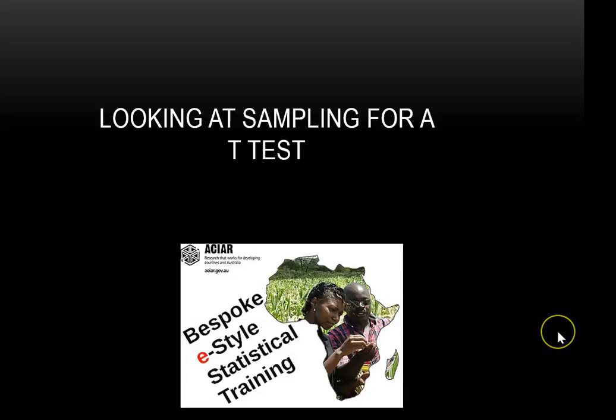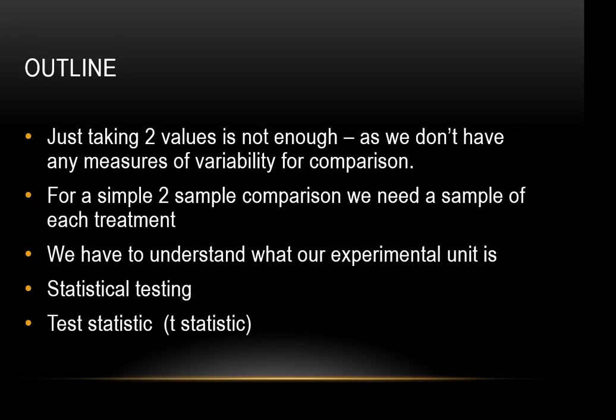In this short screencast, we'll be looking at sampling, in particular for doing a t-test. When we are doing comparison of two things, it's not enough to take just two values. We don't have enough measures of variability for the comparison. For a simple two-sample comparison, we need a sample of each treatment, or a number of plots for each treatment. And we have to understand what our experimental unit is in the experiment.